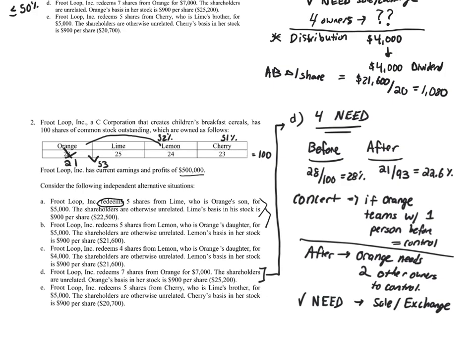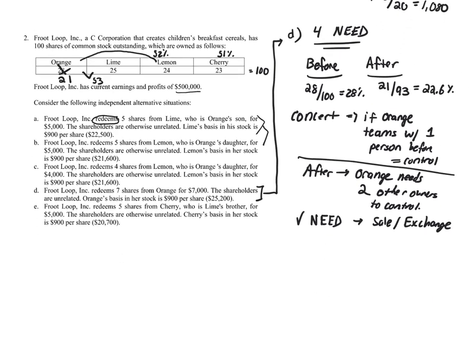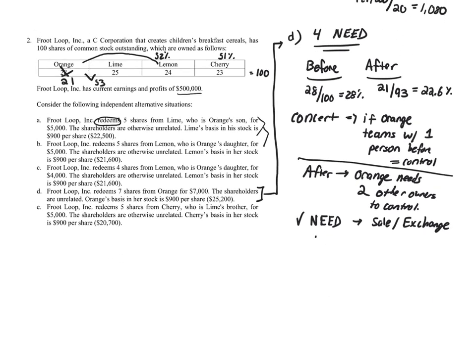So that means, since it's NEED, it's going to be the amount realized minus adjusted basis. Amount realized here is $7,000. Adjusted basis is going to be 7 shares times 900, $6,300. So we have what am I thinking?